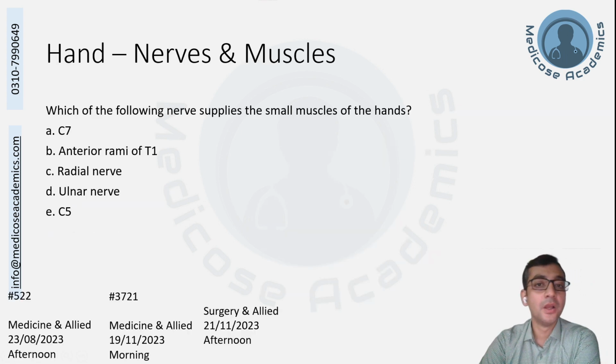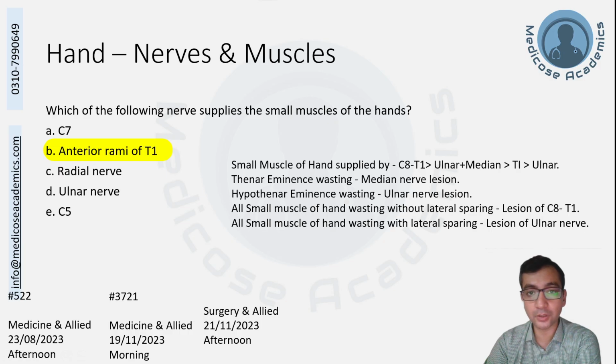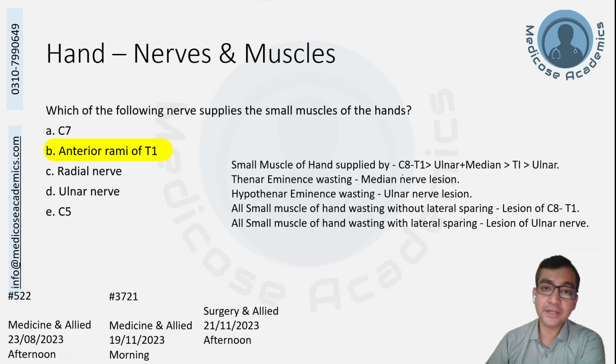Hand. Which of the following nerve supplies the small muscles of the hand? Very frequently asked question. And then the dermatomes are usually asked, C8 and T1 dermatomes. Not dermatomes here, when supplying the muscles, they are called myotomes. So C8 and T1 myotomes are going to supply the muscles of the hand. If the 8 is not given, T1 will be the correct answer. If C8 and T1 is given, that is a very good answer.